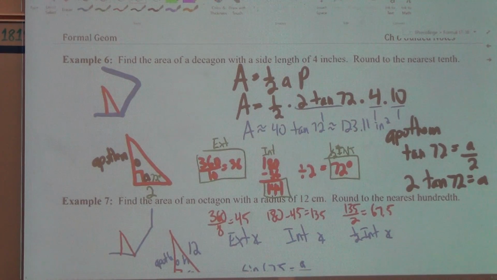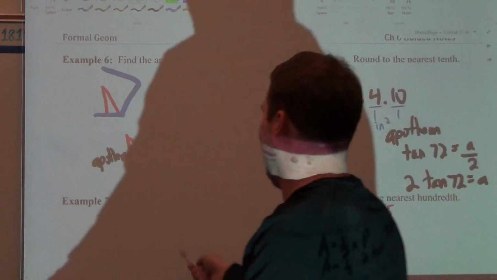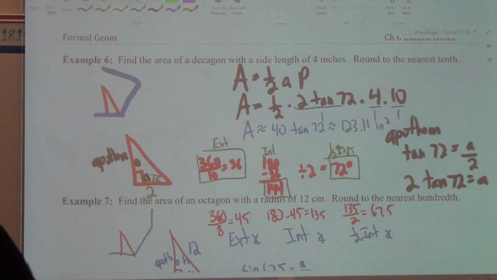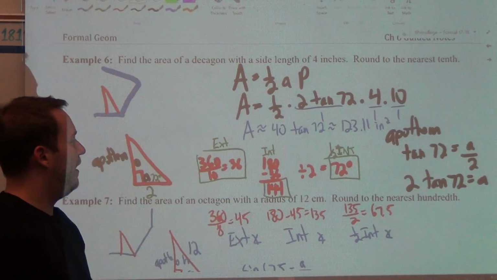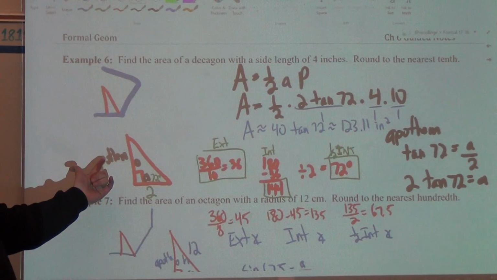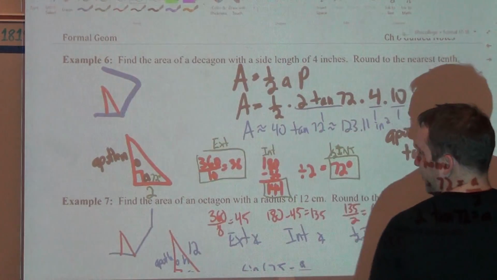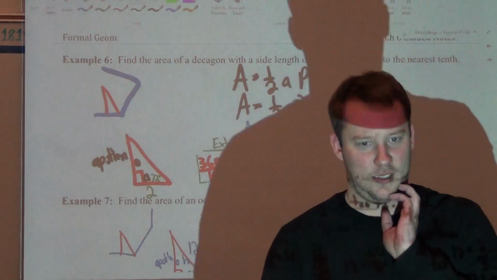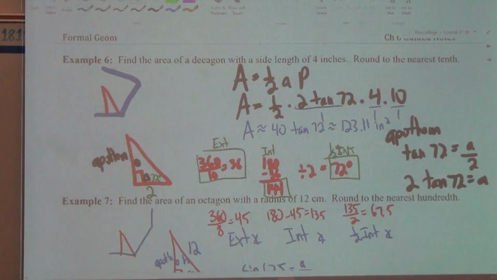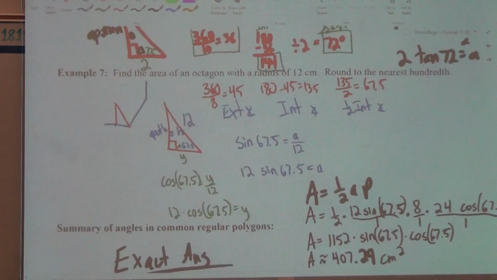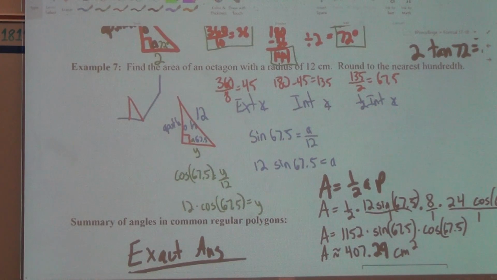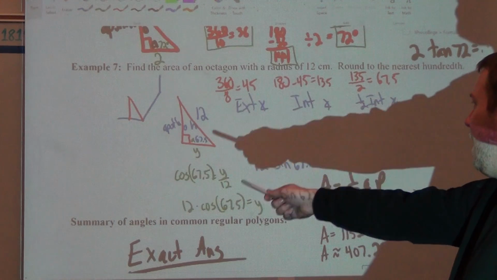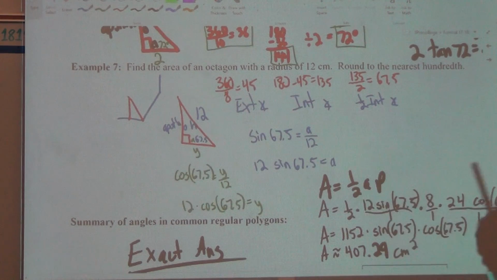So half of the interior angle is what we use in getting the 72 in this place. We're looking to find the apothem, so we set up the tangent of 72 is a over 2, and that means that 2 times the tangent of 72 is a. And the last example we have here is to find the area of an octagon with a radius of 12. Again, when we're given a radius, we're going to have a lot of work to do. I'm probably going to walk you through this in person.